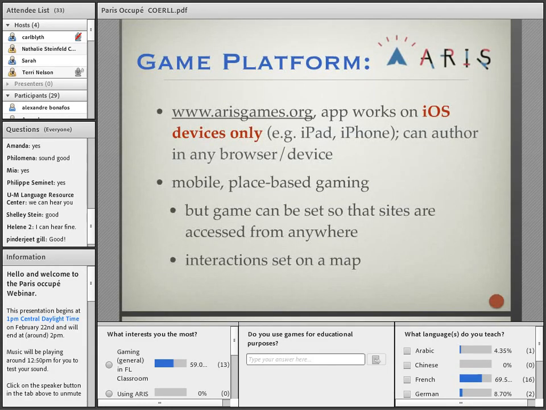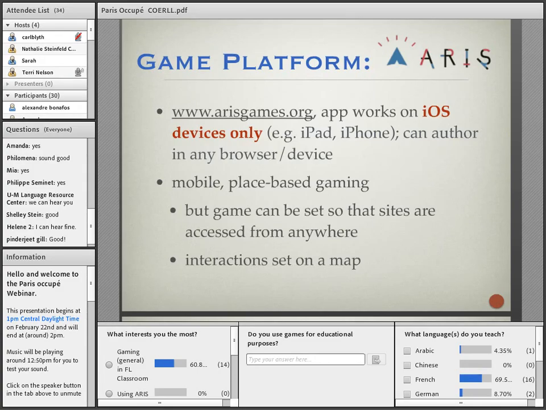So I'm working with a game platform called ARIS, and you can go to arisgames.org. It is a free open source authoring program. It's pretty easy to learn how to use. You can do a lot with it fairly quickly. You do need to know that right now it is working only on iOS devices, though I have heard that the Foreign Language Research Center up in Oregon is working on an Android version.